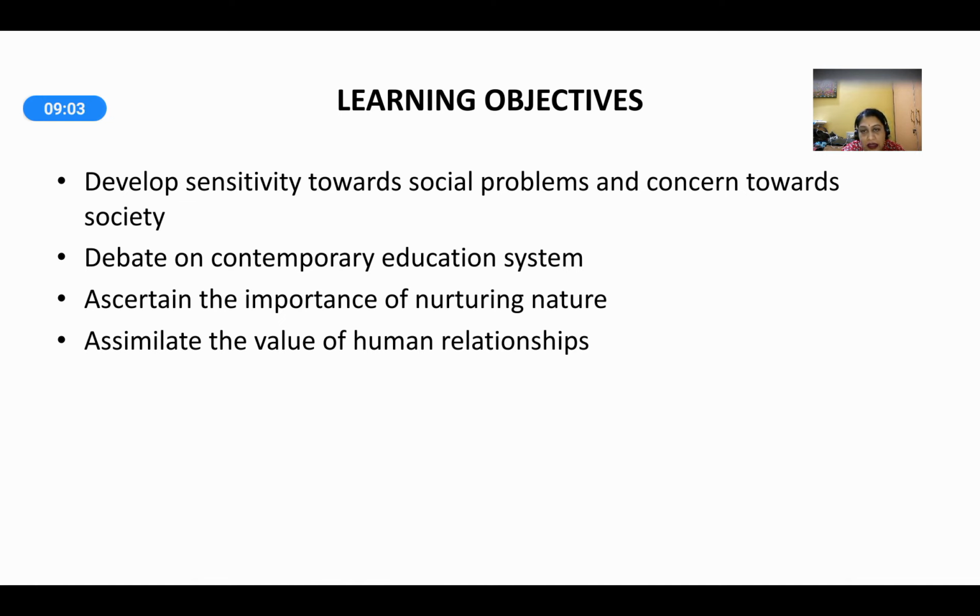He can also ascertain the importance of nurturing nature. This is a very, very important objective. Without nature, mankind will perish. Through the course of this lesson, there is one particular incident wherein we get to realize how nature is very, very important for the survival of human beings, and also in turn assimilate or gather the value of human relationships. Again, one incident in particular throws light on the value of human relationships.